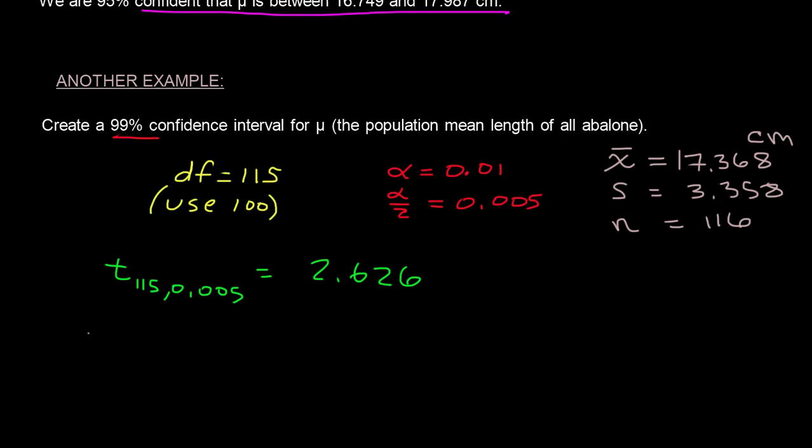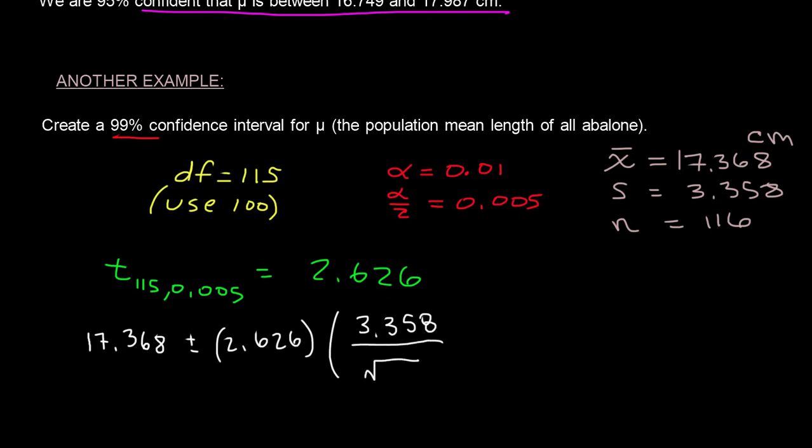Let's create our confidence interval. Again, the confidence interval starts with the sample mean, add and subtract our t critical value, and that's going to be multiplied by our standard error. Now, we already computed the standard error above, but I am going to write it in its entirety for completeness here.